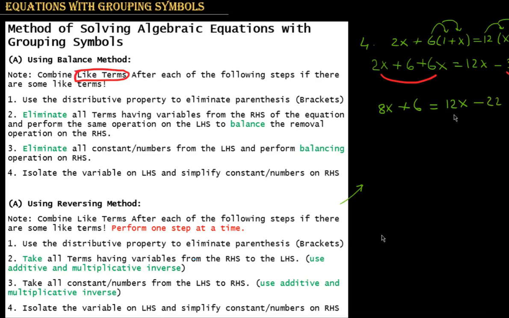So there is a variable on the right hand side, and we have to take all terms having variables from the right hand side to the left hand side. So we have to bring this variable on the left hand side. So 8x minus 12x plus 6 equals minus 22, one step at a time. So therefore I am not taking this 6 on that side. So 8x minus 12x is minus 4x.